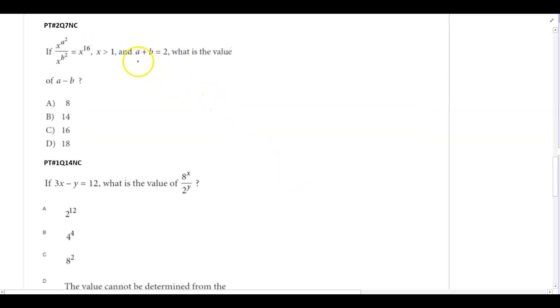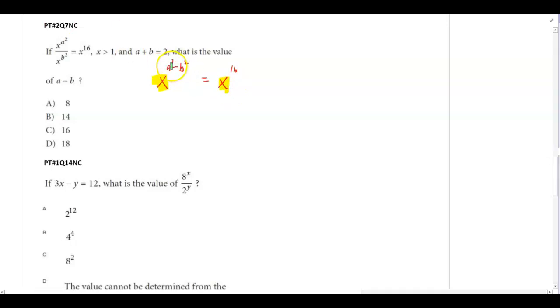Now, these types of problems are a little more chaotic, but not hard. So when I look at it, whenever I divide same bases with exponents, I basically subtract them. So I'm going to rewrite this as x to the a squared minus b squared. And that's going to equal x to the 16th. So now I have my single base x.